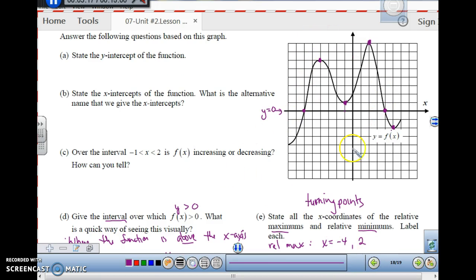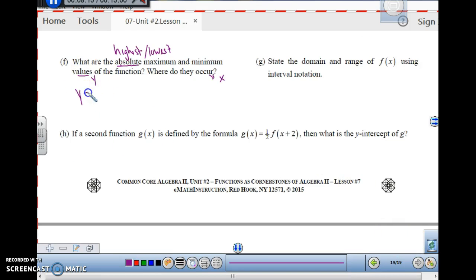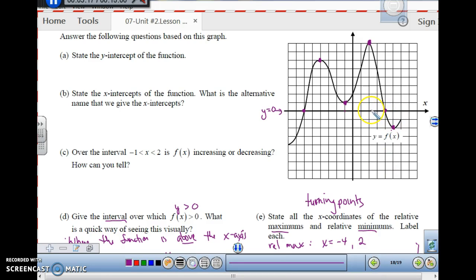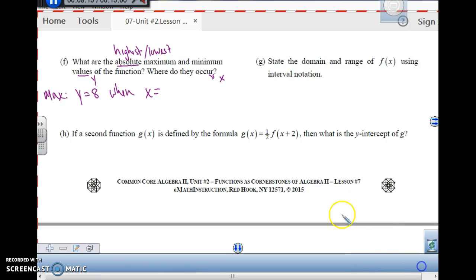All right, so here is our function again. What would be the highest turning point of this function? Well, let's see. The highest turning point would be right here. So our absolute maximum would be at 1, 2, 3, 4, 5, 6, 7, 8. It would be at y equals 8. This is the max. When x is equal to 2, because this is the point 2, 8. All right, so that would be the absolute maximum of the function.